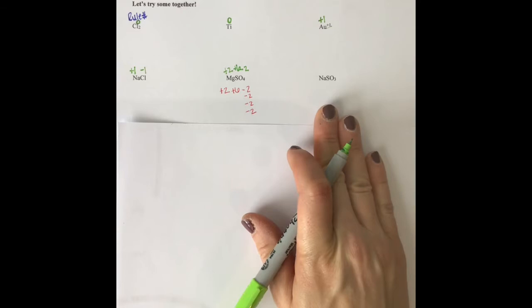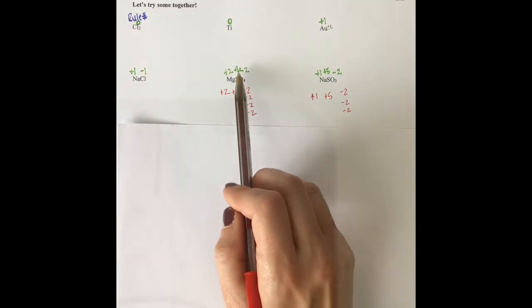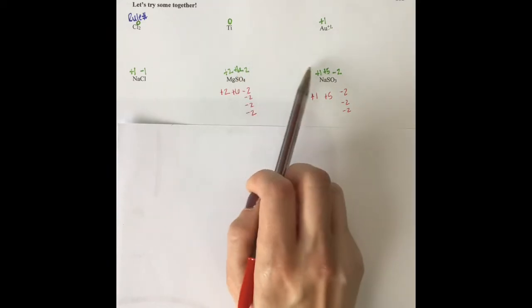Okay, I'd like you to try NaSO3. Come back and check your answer with me. So here's what I assigned for NaSO3: +1 for sodium, +5 for sulfur, and -2 for each oxygen. And here's my work below. And this is just another great example of why we can't assume what sulfur is going to be, because with redox, depending on who it's bonding to, it takes on a different oxidation number.